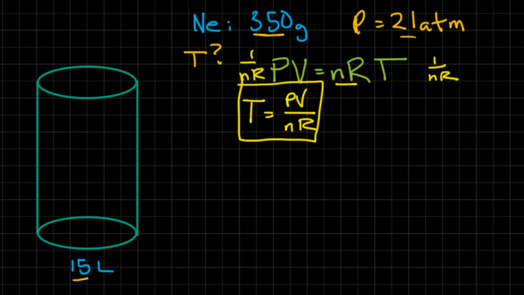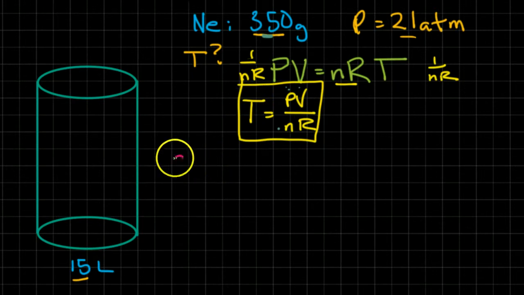Now, I don't mean to create the impression that this is going to be totally easy, because we know a few things just by looking at this. Pressure and volume should be pretty easy, because I've given them to you. The N, that's a little bit tricky. You can get messed up there. The R is given to us as well. So really what I need to do is say 350 grams, how many moles of neon is that anyway? So let's do that first, okay?